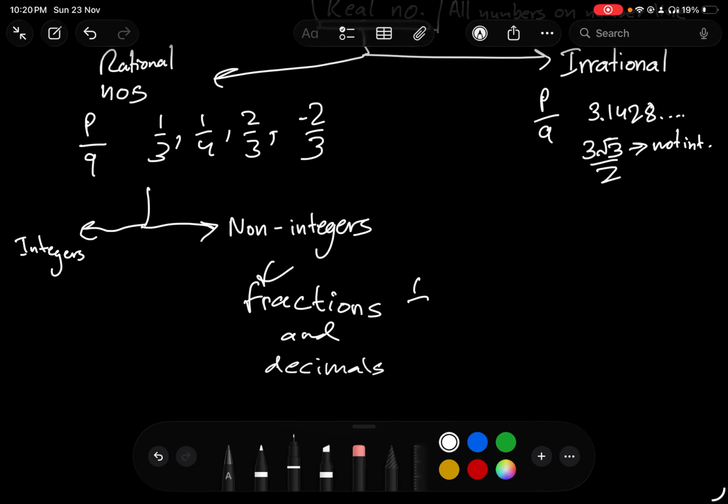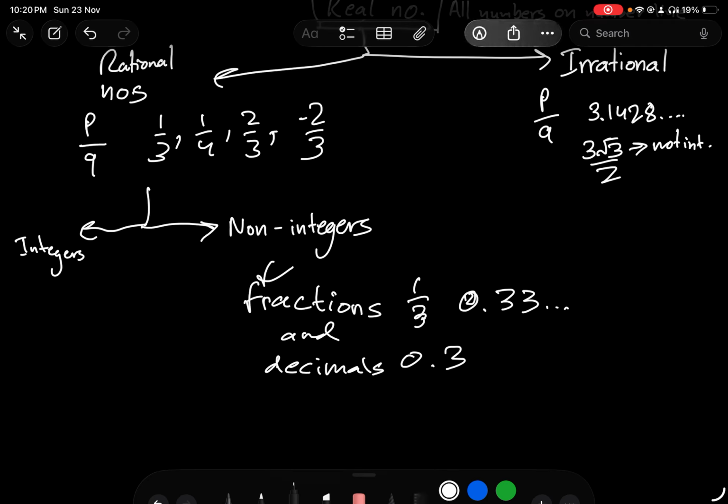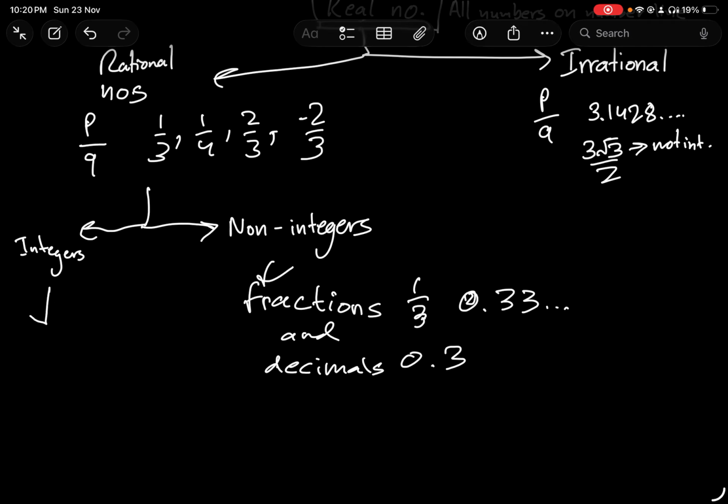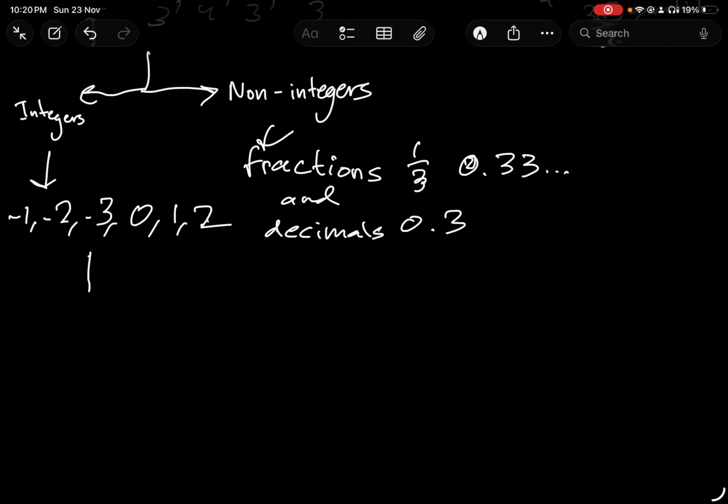Examples include 1 by 3, 0.3, 0.333. But, yes, that's all. While integers include numbers like minus 1, minus 2, minus 3, 0, 1, 2 till infinity. The main point is integers cannot be in fractions or in decimals, otherwise they would be non-integers. Now integers also include parts which are whole numbers.